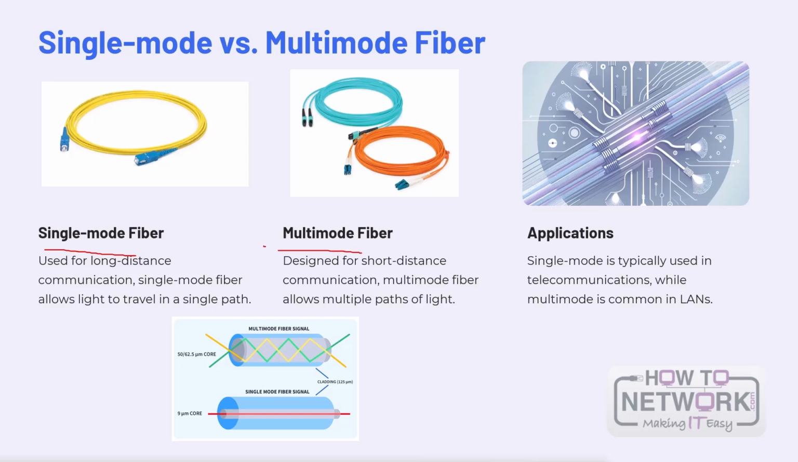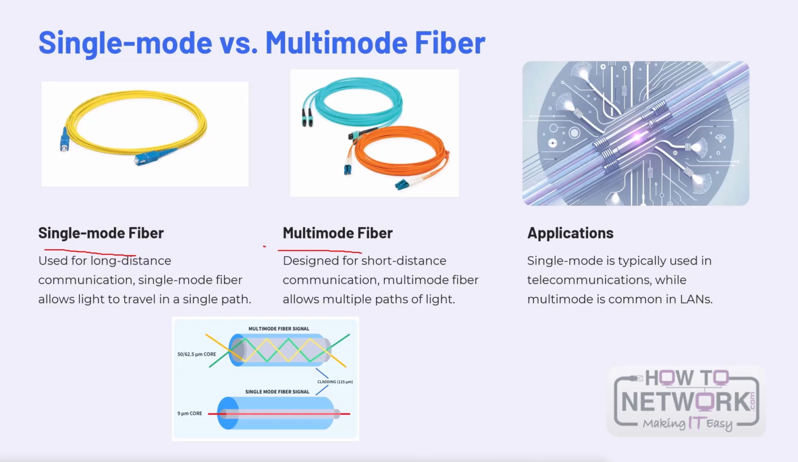Now, what are multi-mode fibers? Multi-mode fibers, on the other hand, are engineered for shorter distances. They have a larger core diameter, allowing multiple light paths to travel simultaneously, and this makes them suitable for local area networks and data centers, where distances are relatively short. While multimode fibers offer lower bandwidth compared to single mode, they are typically more cost-effective for short-range applications.